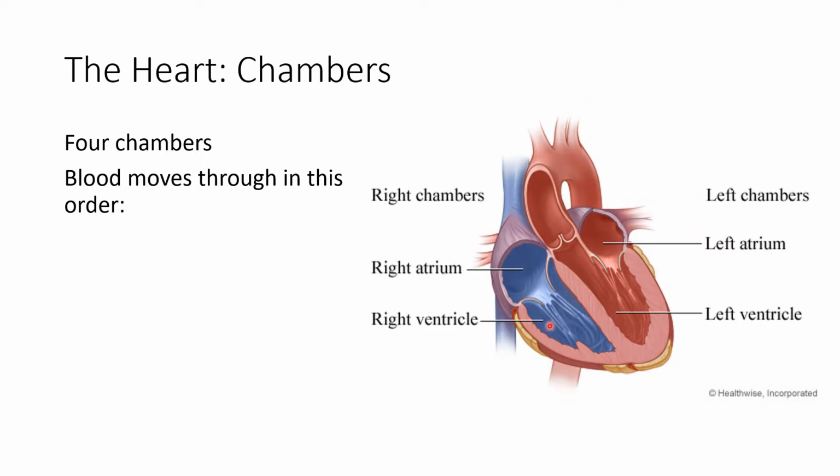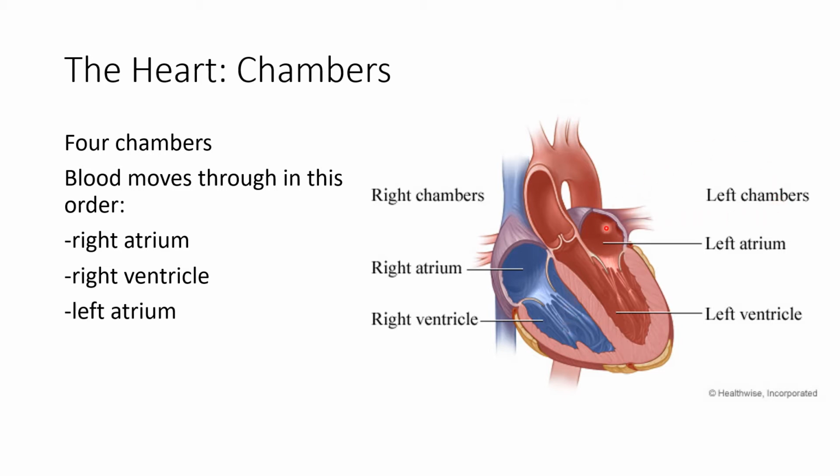So, review about the way that the heart is divided into chambers. There are 4 chambers of the heart, and the blood moves through them in this order. It goes into the right atrium first from the large veins that are bringing blood back to the heart from the rest of the body. From the right atrium, it flows into the right ventricle. From the right ventricle, it's pumped out through the lungs and then brought back.